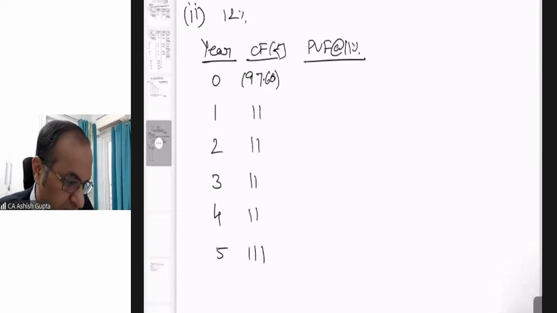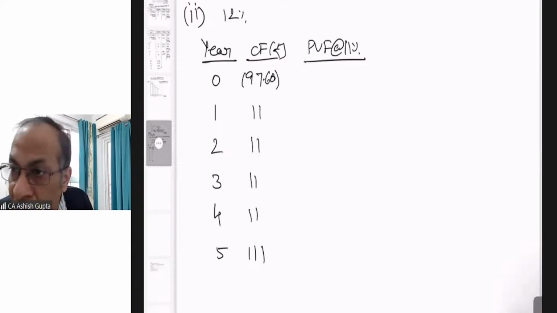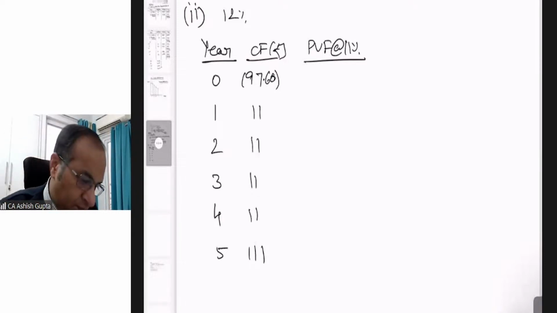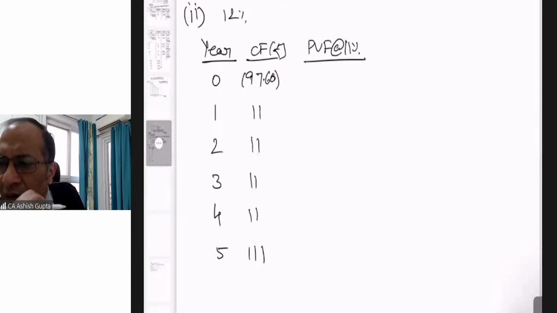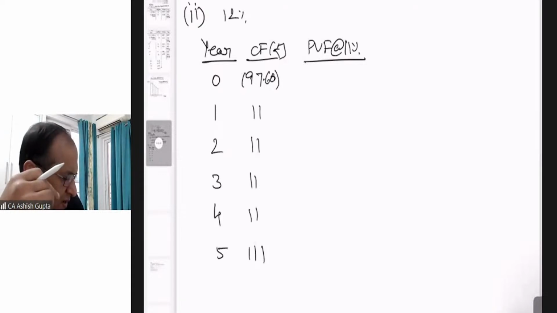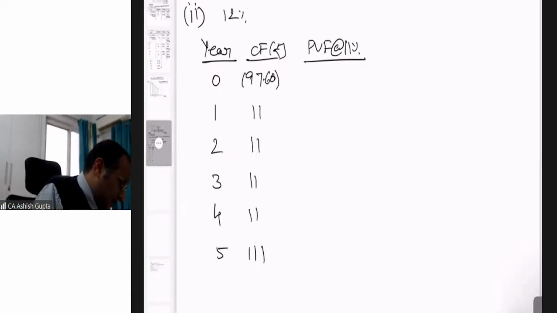Manisha, let me check, beta. Yes, your answer is 90. Let me check. Hmm. Yes, Manisha, your answer is correct. But here we have to compute. Shruti is saying, sir, why at 12%? No, student, sorry, my mistake. Initially, I am doing it at 12%. Here, I have to mention 12%. Sorry. Or I can start with the 11%. It hardly matters.